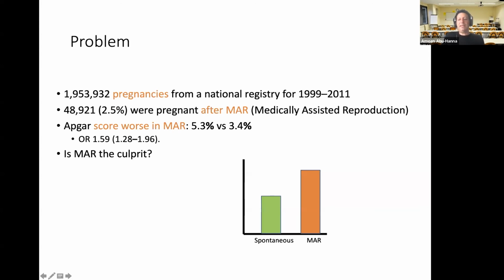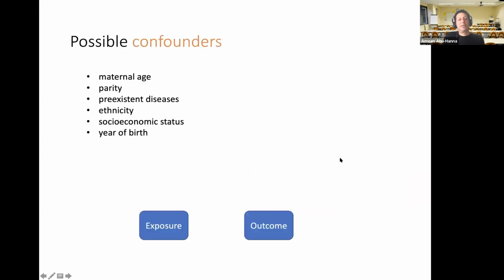So indeed, these two groups, those who use MAR and don't use MAR, can be inherently different. The maternal age, the mothers could be older in the MAR group. The parity could be different. The parity is the number of the child, the first one, the second, the third. Maybe there are pre-existing diseases that already explain why they cannot get pregnant. Ethnicity could be an issue, socioeconomic status, year of birth. These are variables that we call confounders.